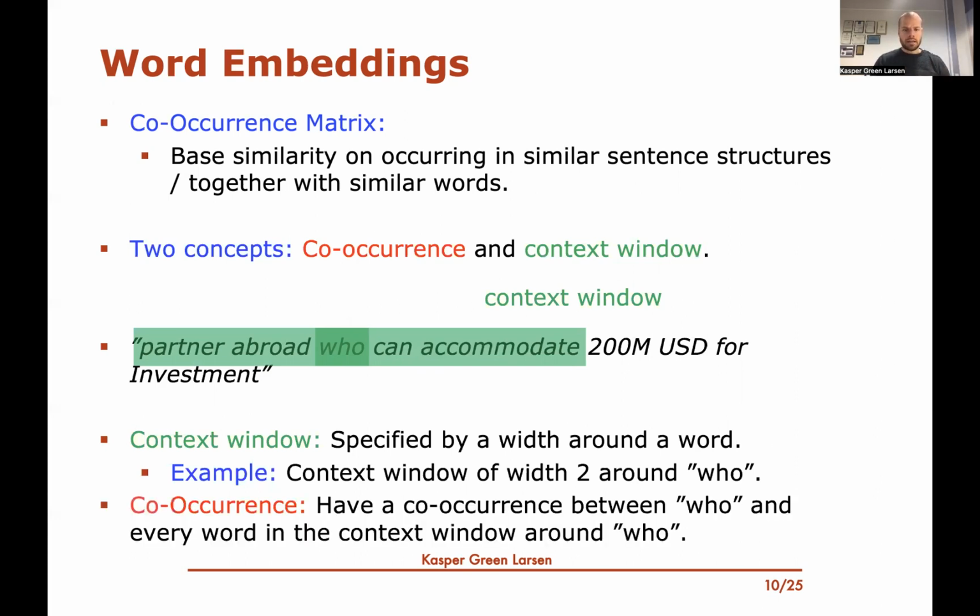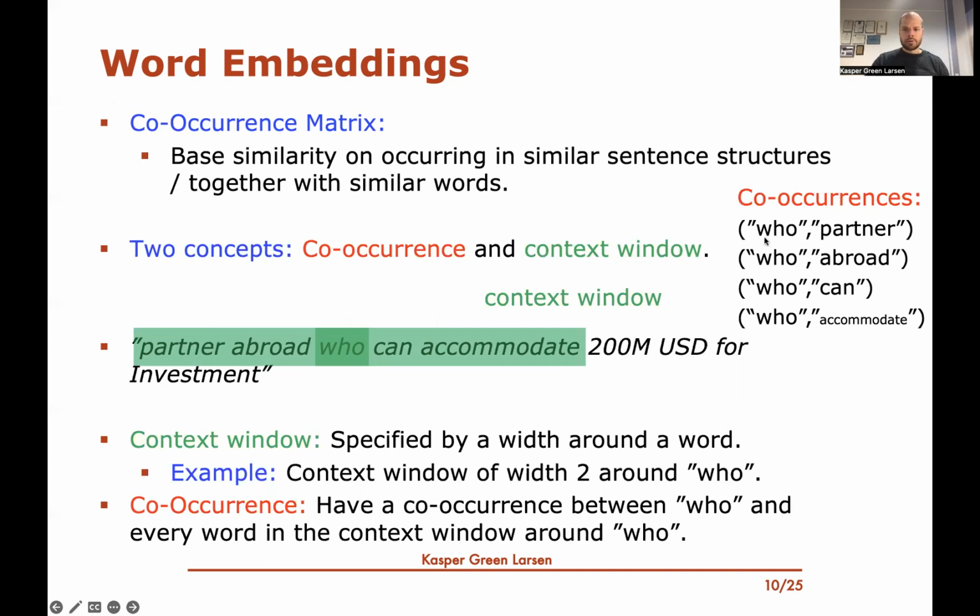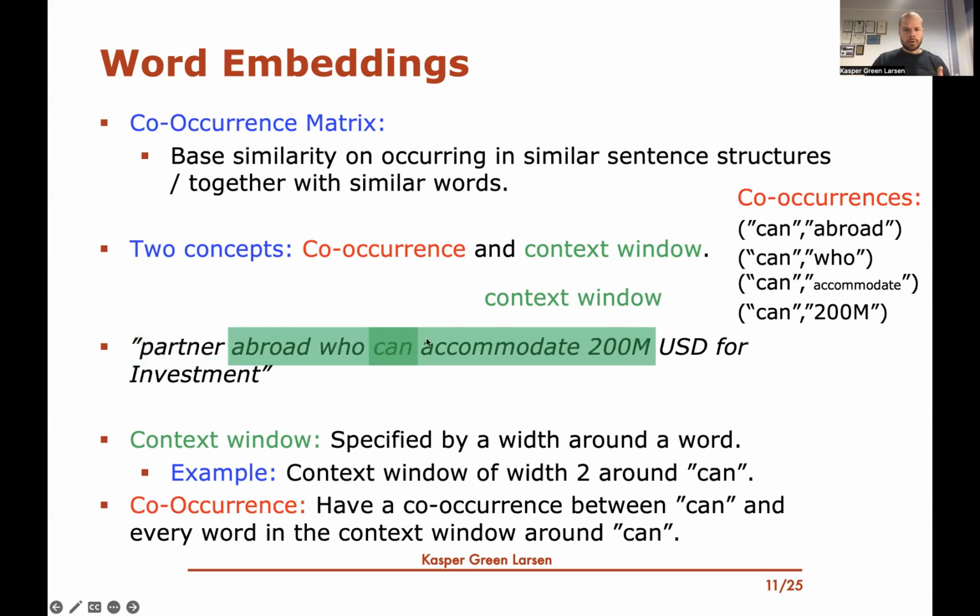Now, given such a context window, we say that we have a co-occurrence between who and every word in the context window around who. So we have the co-occurrence who with partner, who with abroad, who with can, and who with accommodate. Those are all co-occurrences that we have from this context window around the word who. We can also look at the co-occurrences resulting from the context window around can. So here we get can with abroad, can with who, can with the common date, and can with 200 million. These are all co-occurrences once we've specified a context window of width 2.